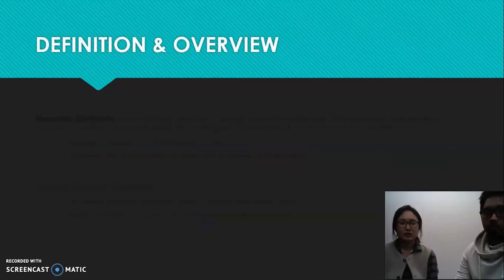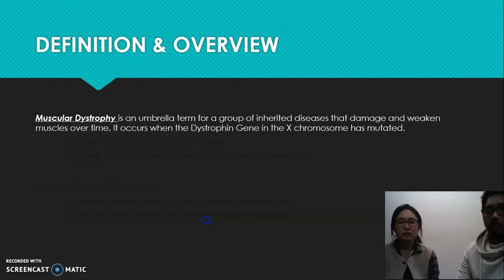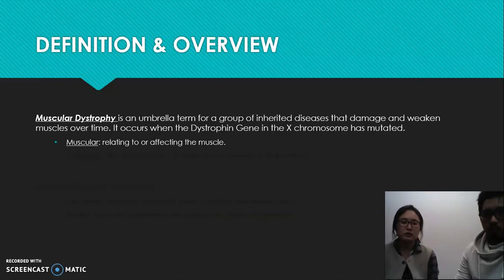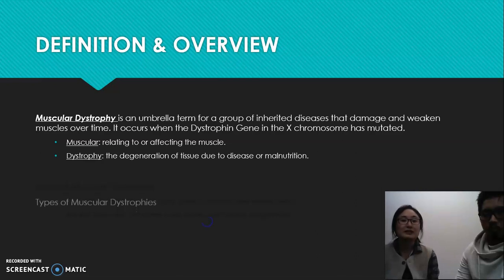The definition and overview. So, muscular dystrophy is an umbrella term for a group of inherited diseases that damage and weaken muscle over time. It occurs when the dystrophin gene in the X chromosome has mutated. Muscular means relating to or affecting the muscles. Dystrophy means the degeneration of tissue due to disease or malnutrition.